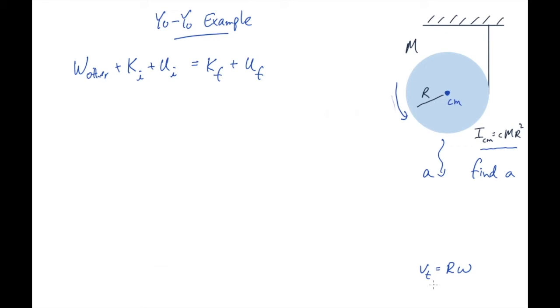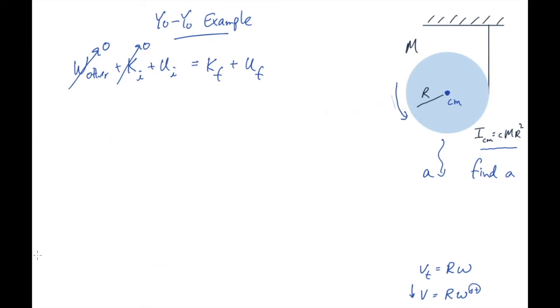Alright, now two things. The same discussion about signs applies here. If it's rotating this way, that's going to be our positive omega, and down is going to be our positive velocity. So that v is going to equal r omega, with that being positive rotations and that being positive translations. There are no other forces doing work on this object. We'll assume that the yo-yo starts from rest up here, and then it rotates and falls.